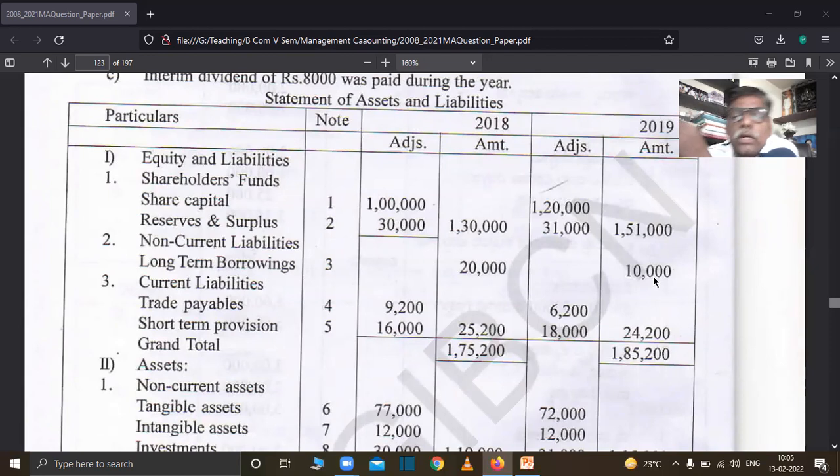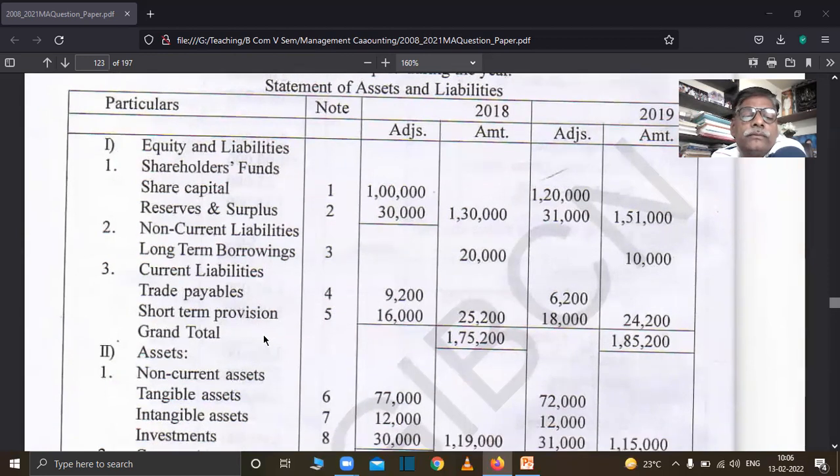That is the source and this is the application. Then current liability, trade payable goes to schedule of changes in working capital. Next, short-term provision is there. You see the short-term provision and open the account. Whether you have to prepare the account or you have to take it in the schedule of changes in working capital, you have to judge.